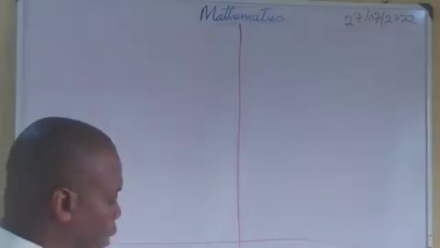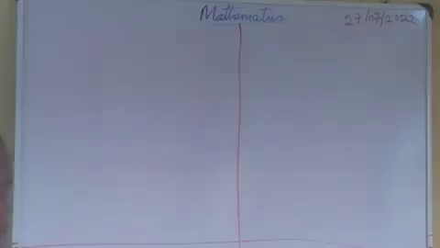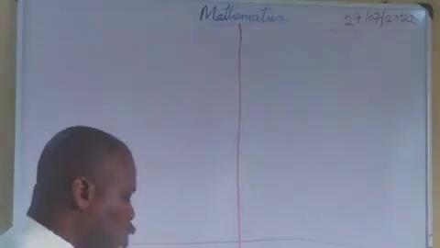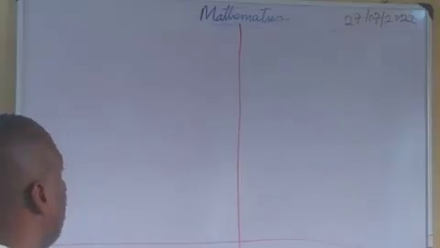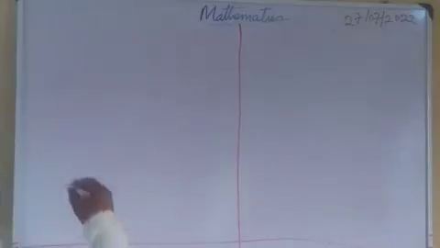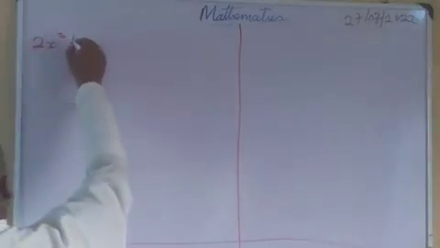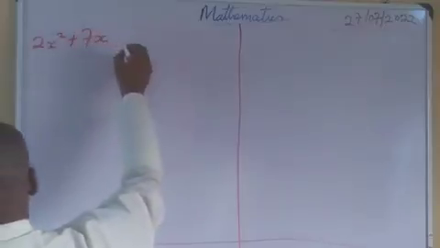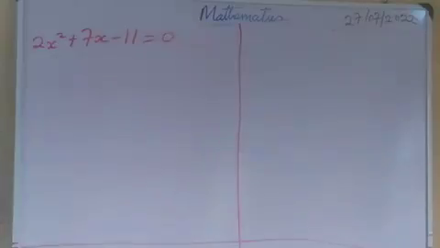Question 1A. Using quadratic equation, that is the almighty formula, solve the equation correct to two decimal places. And this is the equation: 2x squared plus 7x minus 11 equals 0. So this is the quadratic equation. Now we are going to solve it using the quadratic formula.